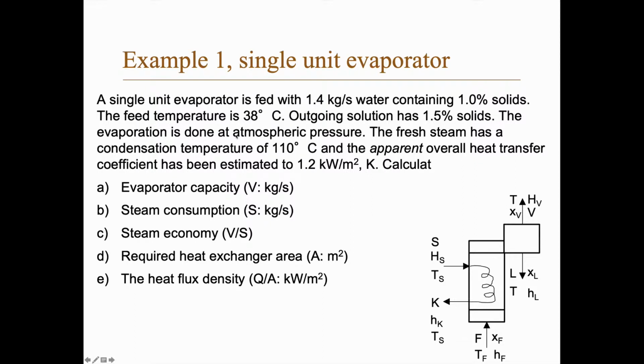The evaporation is done at atmospheric pressure and the fresh steam has a condensation temperature of 110 degrees centigrade, and the apparent overall heat transfer coefficient has been estimated to 1.2 kilowatts per square meter Kelvin. Calculate the evaporator capacity expressed in V, the vapor going out, kilogram per second, the steam consumption S, the steam economy, which is V divided by S, the required heat exchanger area A, and the heat flux density, Q divided by A.